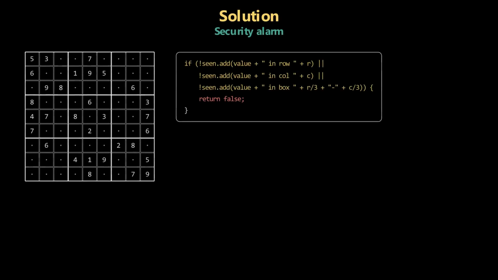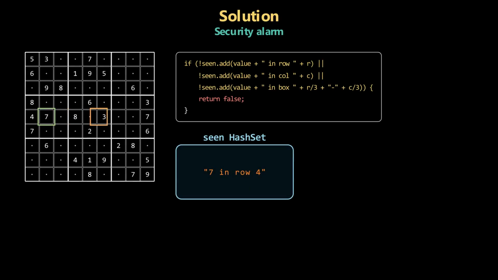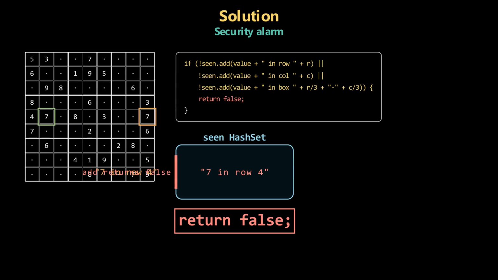As our cursor continues its march, it lands on another 7 further along on row 4. It constructs its keys and attempts to log the very first one, 7 in row 4. But our ledger immediately objects. Because that exact string was recorded earlier, the set rejects the duplicate insertion. This failure instantly trips our conditional trap. The board is compromised, our loops break immediately, and we exit the function returning false.